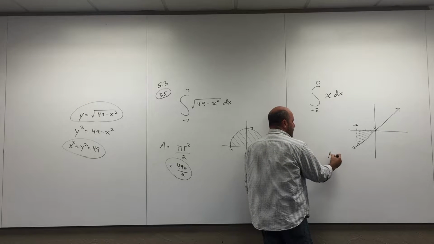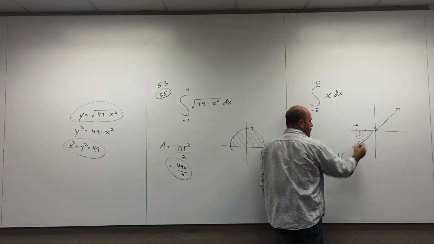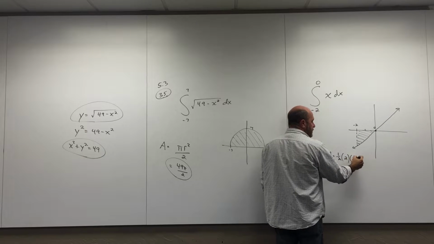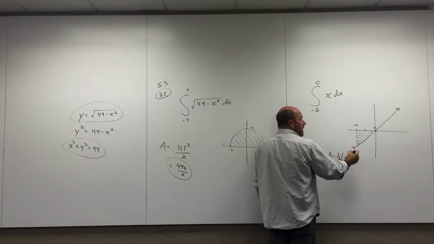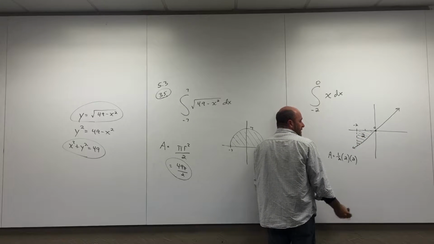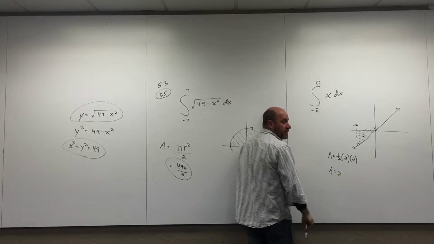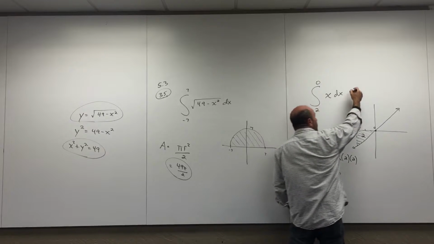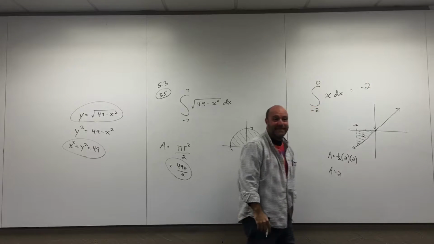You know, I could do, area is 1/2 the base times the height. I think the base is 2, and I think the height is 2. When you multiply that, I think this area is 2. Now, there's two things I want to say. I think the area is 2. What's the value of this integral? The value of the integral would be -2. So it just depends.